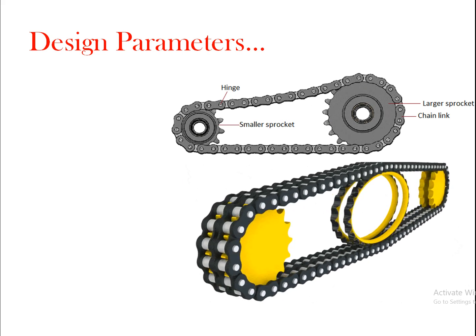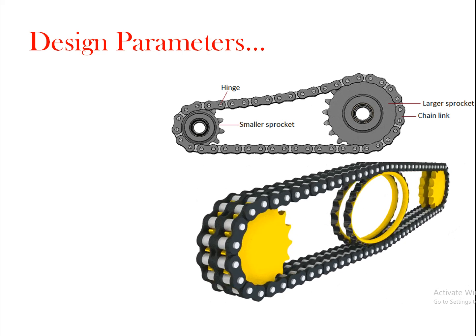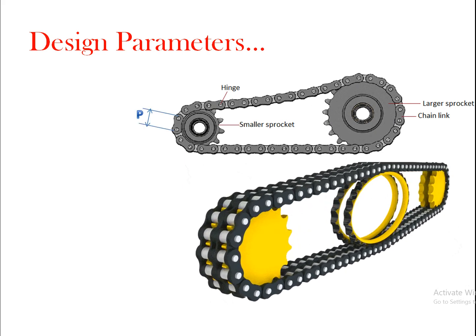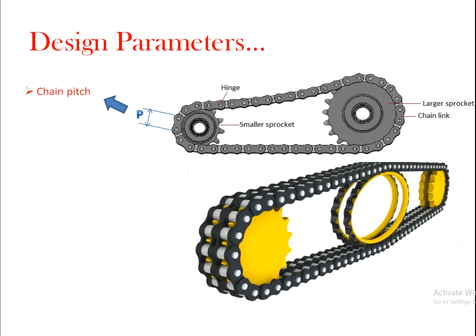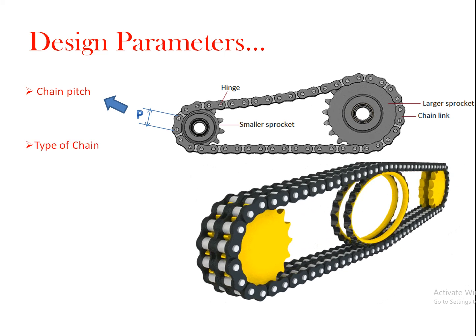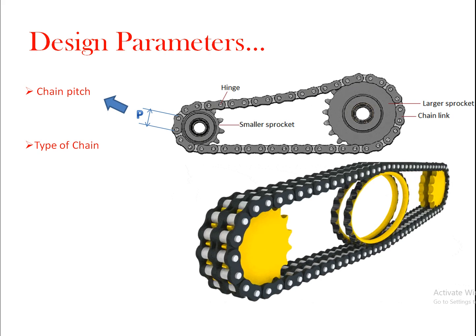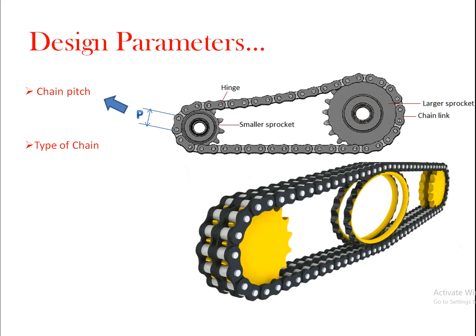The basic dimensions that we are going to design using this design procedure are, first and most important, the chain pitch: the distance between the center points of the hinges. The second most important thing is the type of chain. There are different types of chain depending upon the application or type of power transmission, and you need to select a particular chain. We'll see that while solving a problem, how a type of chain is selected using the manufacturer's catalog.